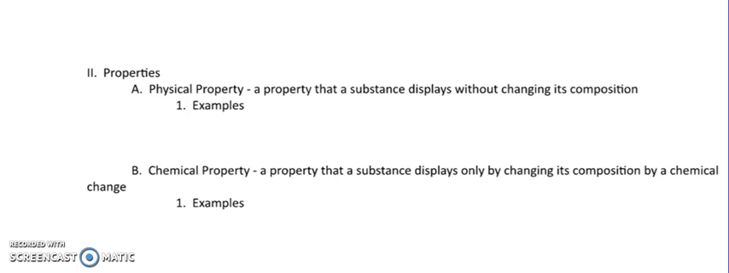So closely related to these changes, these physical and chemical changes, are properties. A physical property is one that a substance displays without changing its composition. So what does that exactly mean? It means that you can determine its physical property without changing its identity. So they sometimes go along with those changes that we talked about.